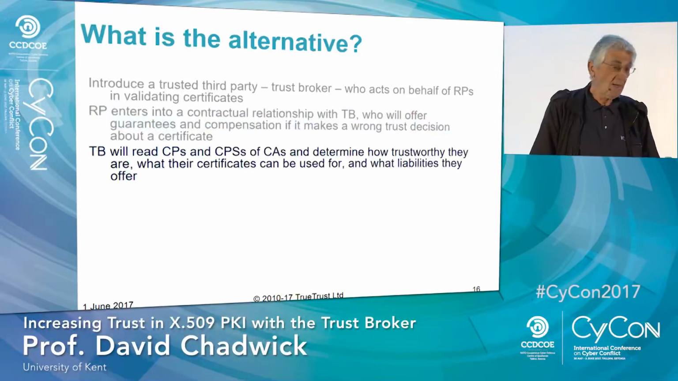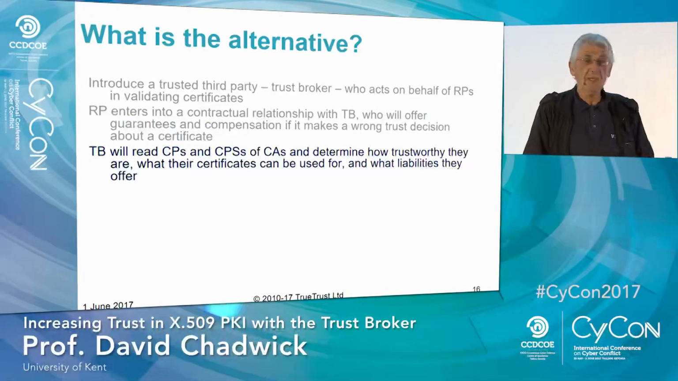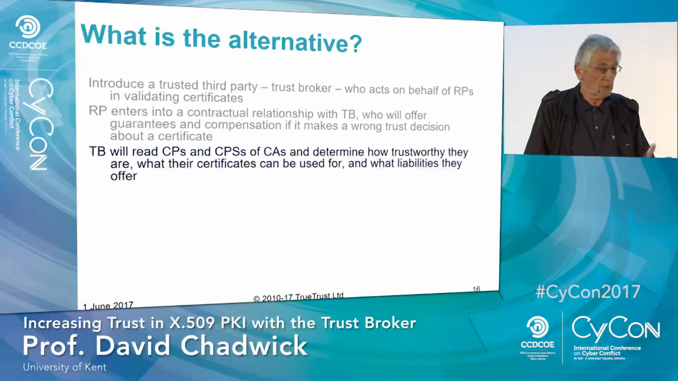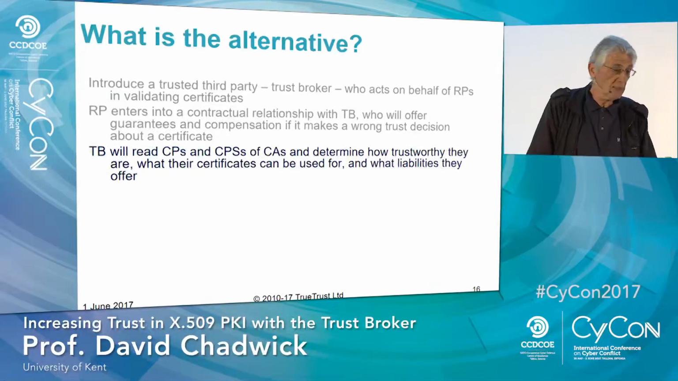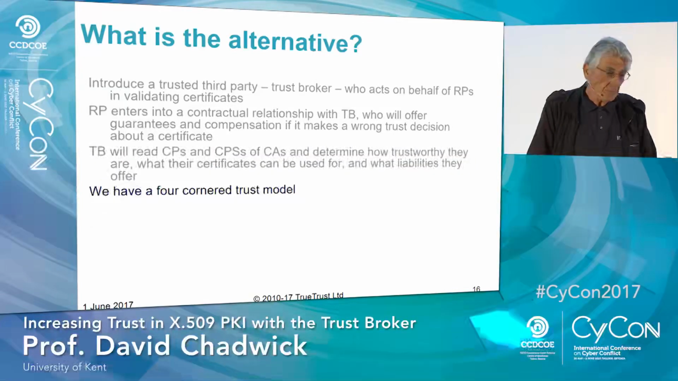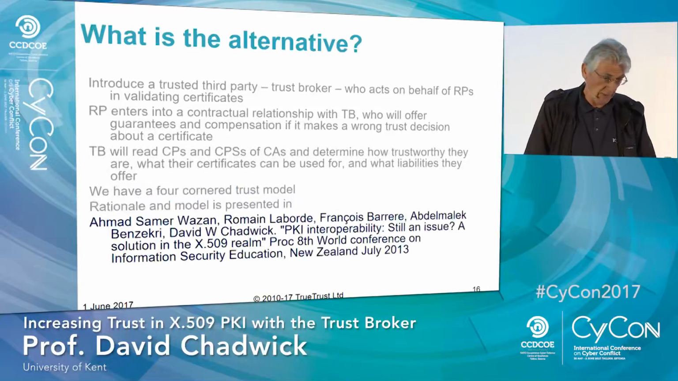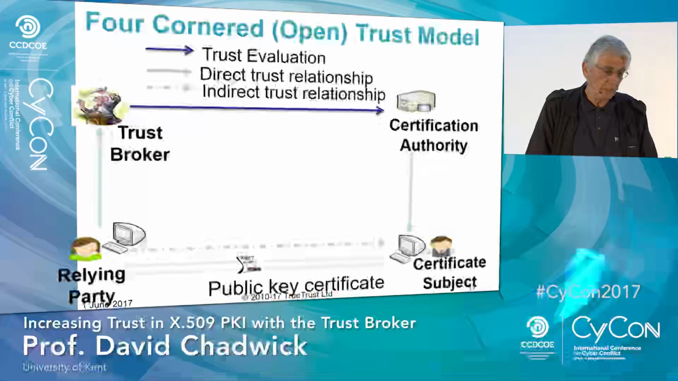The trust broker on our behalf will read all these 600 and odd certificate practice statements, and they will determine on our behalf how trustworthy all these certificate authorities are out there. And they will tell us when we ask them. And not only that, they will use crowdsourcing, which I'll show you in our implementation. That's not specified in the standard, but it's something we've built into our implementation, to help them determine how trustworthy these CAs are. And then we have a four-cornered trust model. And the rationale for the model, we presented it in a paper back in 2013, if you want to understand why the model was created. So let's look at the model then.